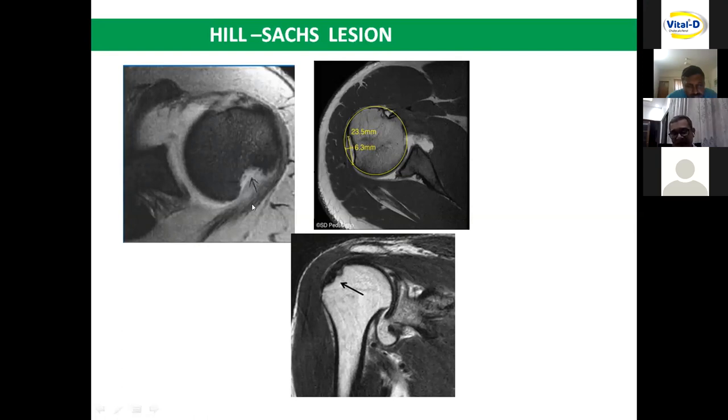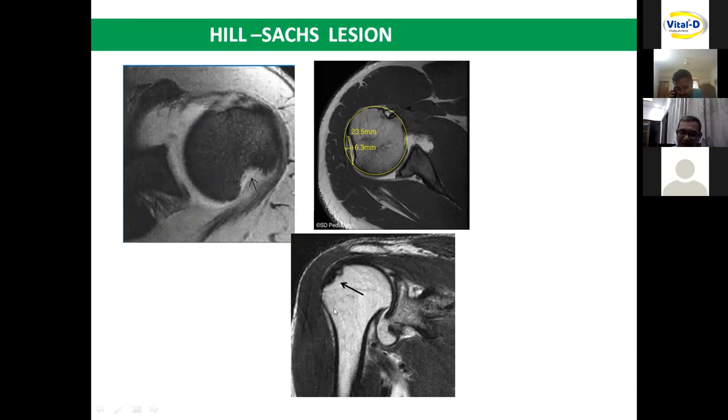Sometimes it is an engaging or non-engaging type. You can see here, that is posterior, this is anterior, the labral tear, and also the bony Hill-Sachs lesion, which is about 23.5 millimeter long and 6.3 breadth, a large Hill-Sachs lesion. And these are the engaging and non-engaging Hill-Sachs lesions. This is also a coronal oblique view. So we can see the Hill-Sachs lesion clearly in the axial cut and coronal oblique cut. This is a large Hill-Sachs lesion associated with inferior labral tear, that is Bankart lesion.